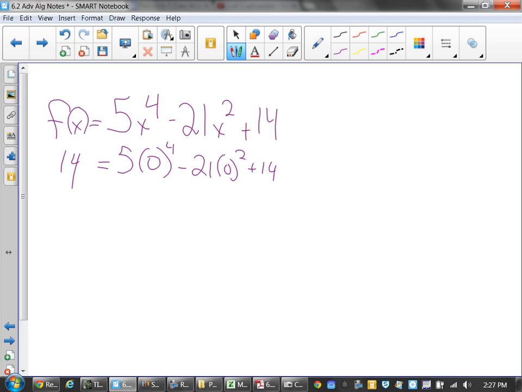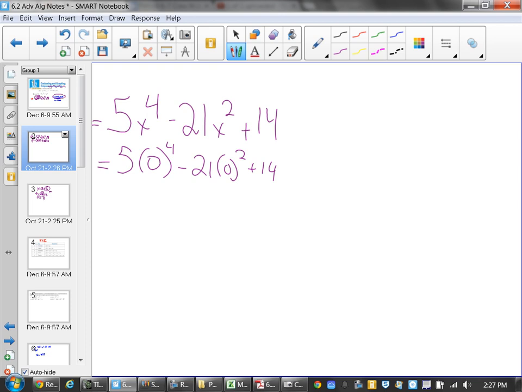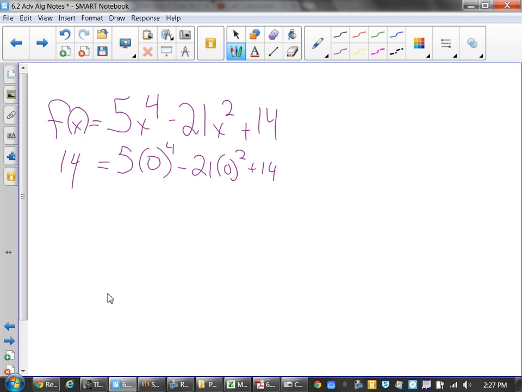And now you at least know a starting point. Okay. Now, the other part with polynomials is that we use what's called function notation. That's that f of x stuff.